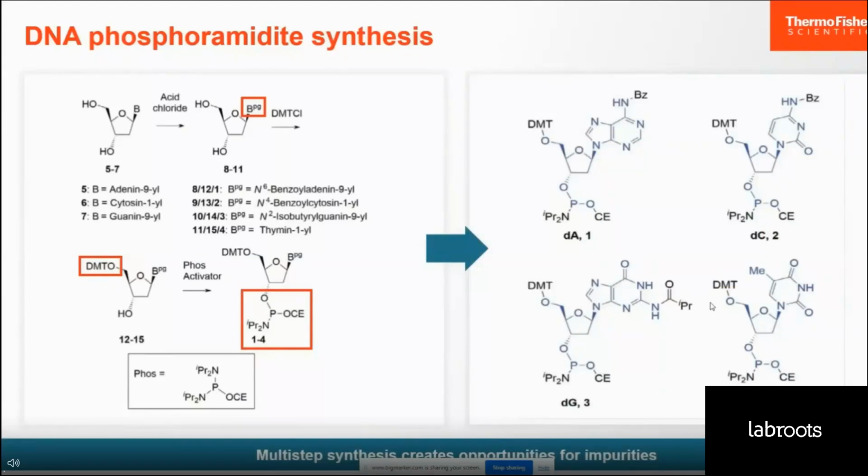So we want to touch a moment on how amidites are synthesized in order to understand how impurity formation can occur. So if we start in the top left there and look at DNA phosphoramidites, these are the most widely used building blocks and provide the most basic understanding of the impurity formation.